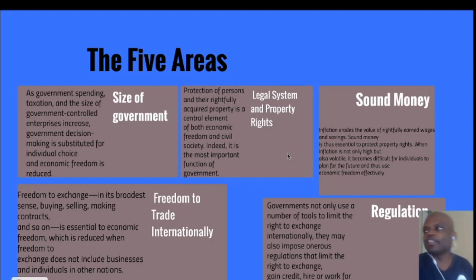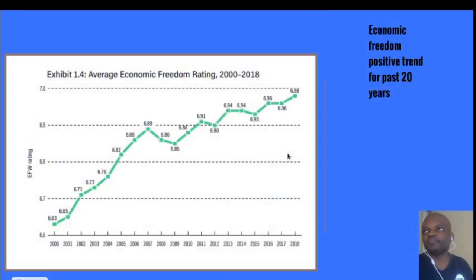And so this is the basis of the entire index. If you look at the average economic freedom rating from 2018, it has mainly increased, which is impressive. It does seem that over time, more and more countries realize the importance of economic freedom. You see something interesting: the trend peaked around 2007, around the global financial crisis, and then it declines in economic freedom.